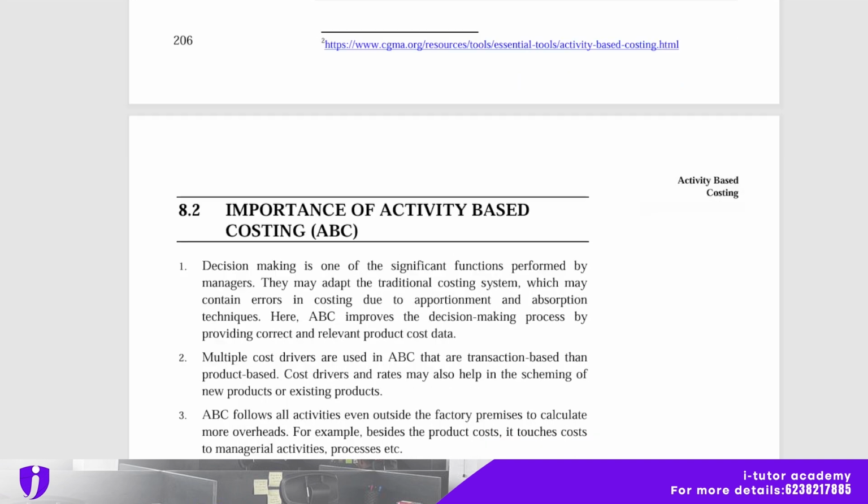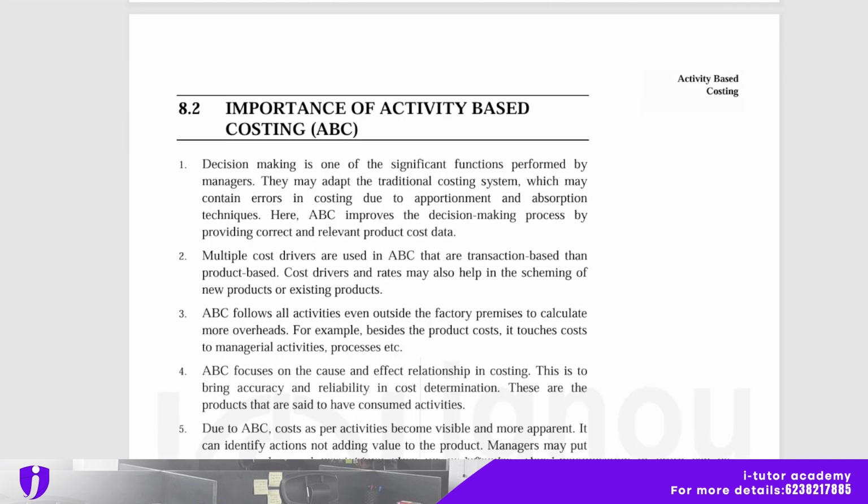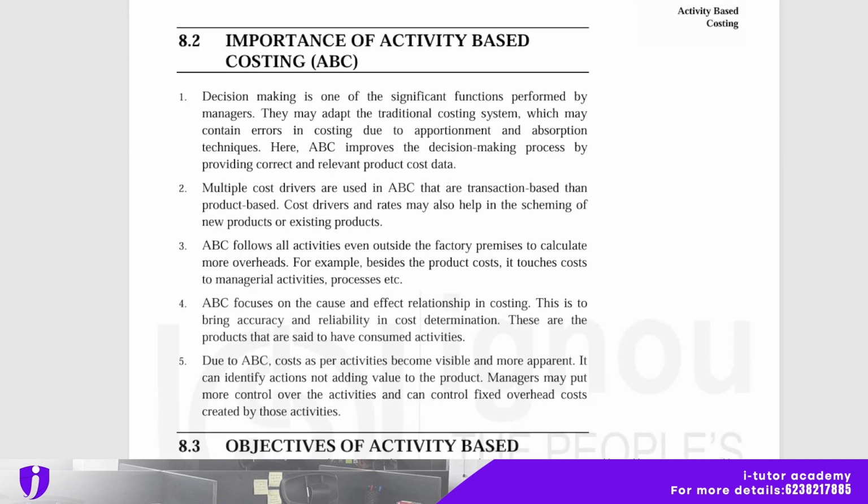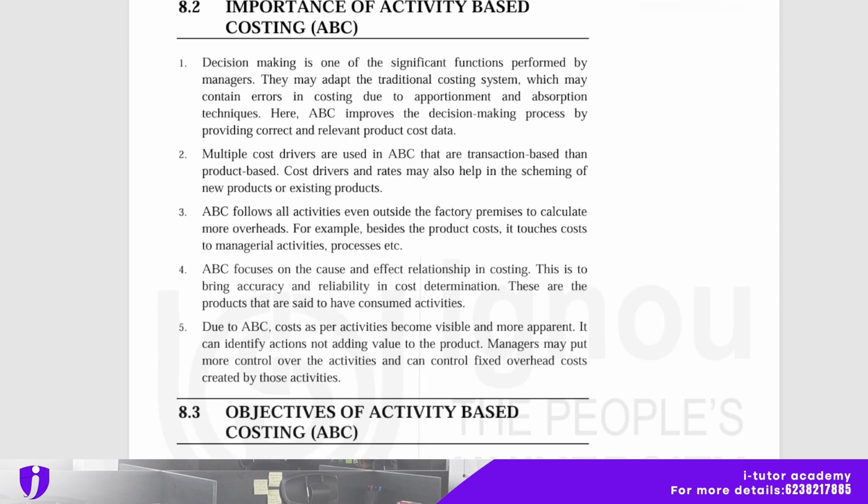And next is importance of activity based costing, that is ABC. Decision making is one of the significant functions performed by managers. They may adopt the traditional costing system, which may contain errors in costing due to apportionment and absorption techniques. Here, ABC improves the decision making process by providing correct and relevant product cost data. Multiple cost drivers are used in ABC that are transaction based rather than product based. Cost drivers and rates may also help in the designing of new or existing products.